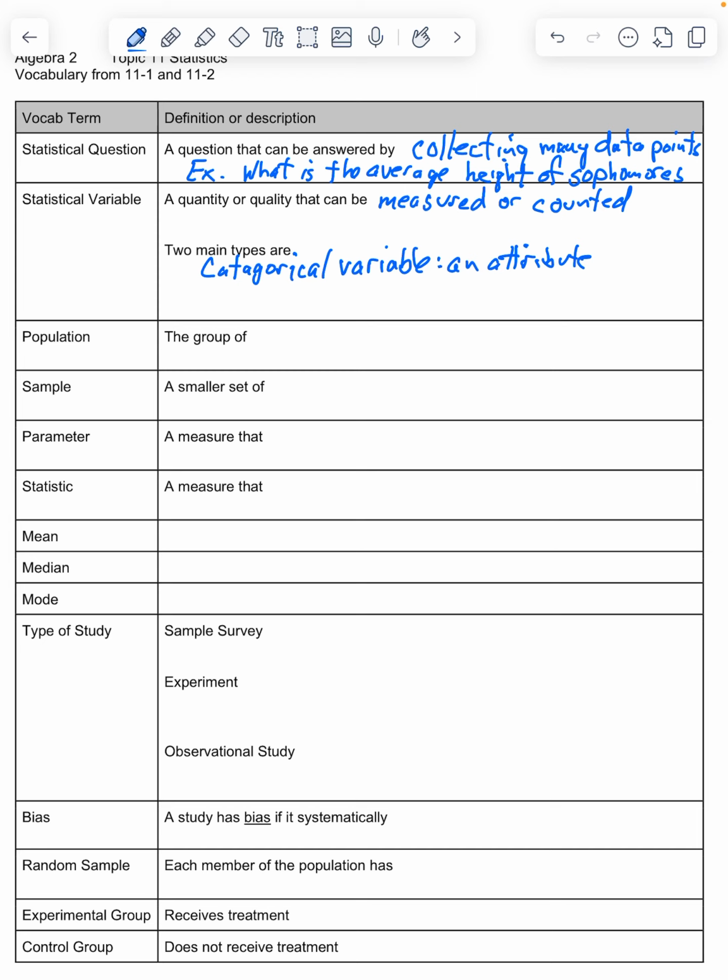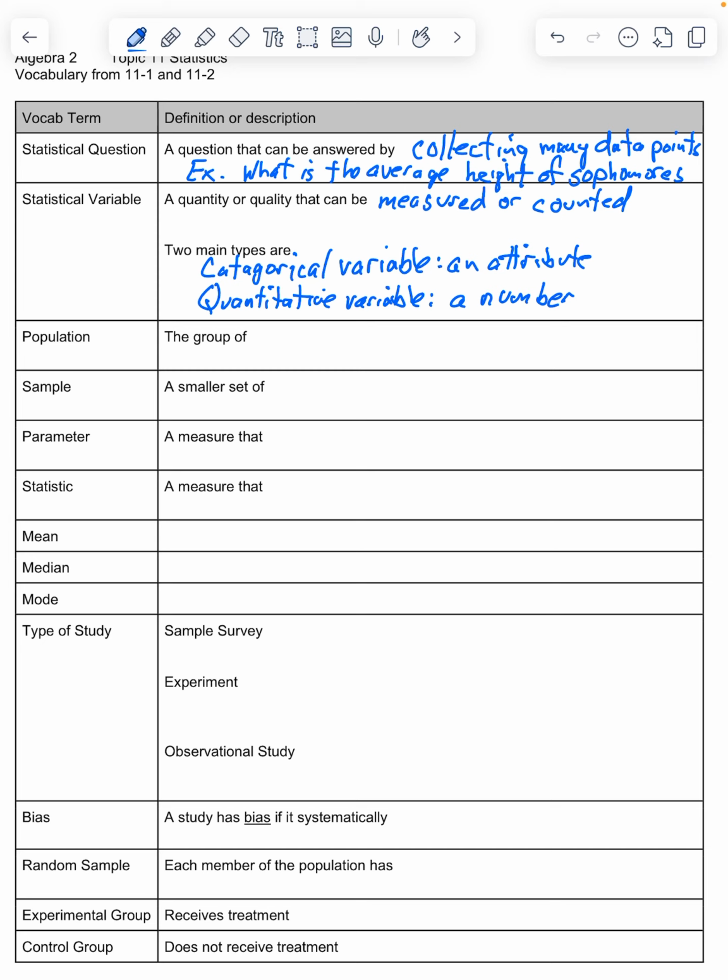Whereas the second type is a quantitative variable. And a quantitative variable gives a number. So an example of that one would be, instead of eye color, describe somebody by how tall they are. So we would get a number from it. So not a category, but instead of a number that describes something.